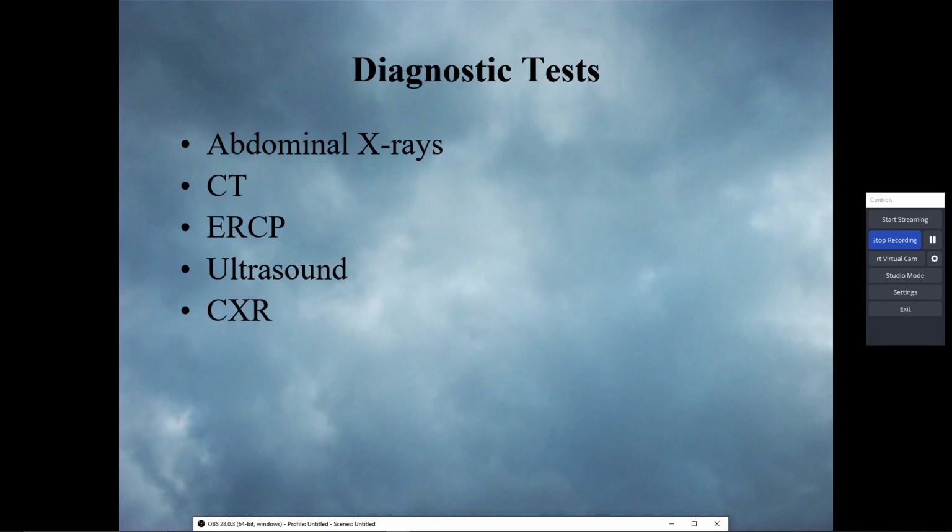So fun facts there. We have our diagnostic tests we're going to do. We're going to do an abdominal X-ray, CT, potentially an ERCP. We're definitely going to do an ultrasound, and we're definitely going to do a chest X-ray to assess what's going on. And the pancreatitis is actually not too hard to see sometimes in terms of inflammation and swelling on the CT itself. Our CT is the more definitive of the imagings that we see here.